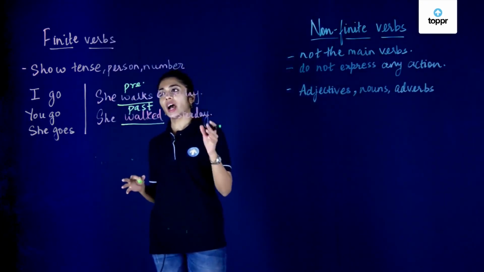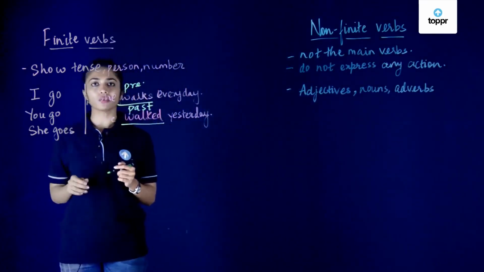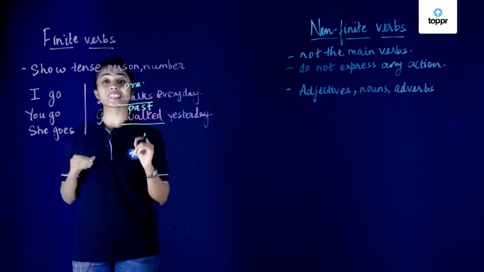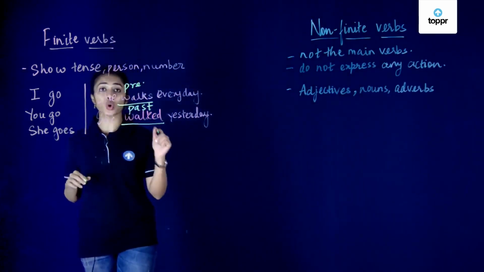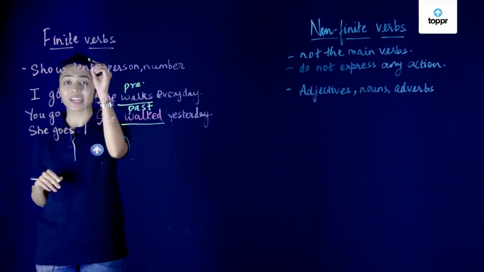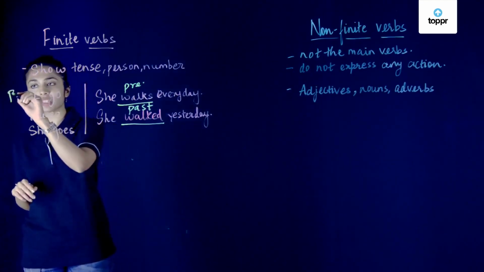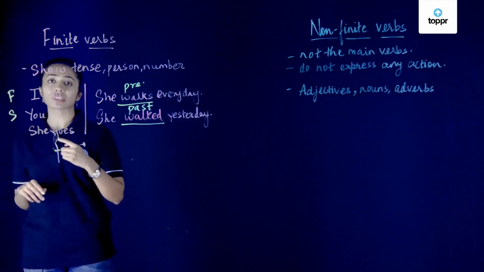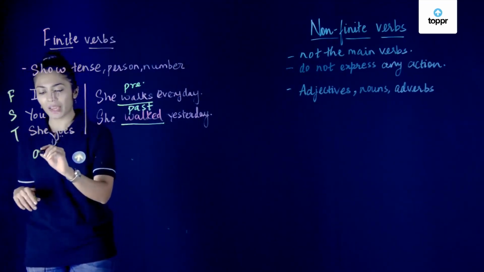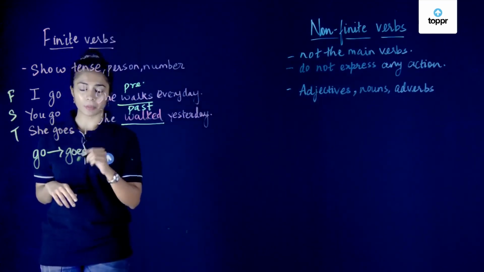Let's take a look at how it changes with person. So here I have I go, which is in the first person, you go, which is in the second person, and then I have she goes, which is in the third person. So do you all see how the finite verbs change forms with the person? So in first person it was I go, in second person it was you go, and in third person it was she goes. So the base verb go becomes goes when we talk about it in the third person.